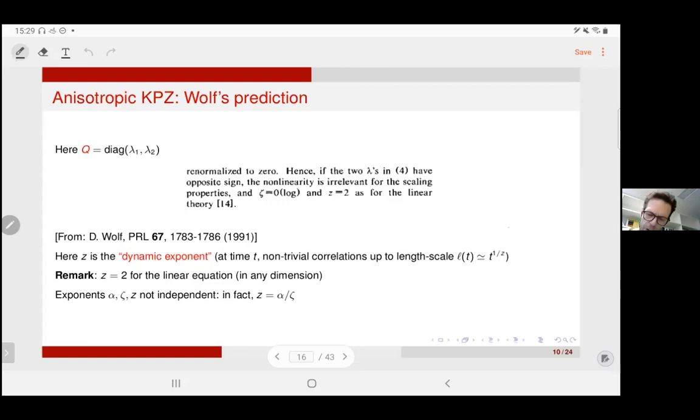Okay, and the value z equal 2 is typical of the linear equation. And so what is said here is that in this anisotropic class, the exponent z should be 2 as in the linear equation, and the growth exponent zeta should be 0 as in the linear case. So there are not much more precise conjectures in the physics literature. You can interpret this literally as saying, well, in this anisotropic class, the equation should behave like the linear one in a more or less strong way, but anyway, this is the kind of conjecture you find. So our goal was to try to understand more precisely what is happening.